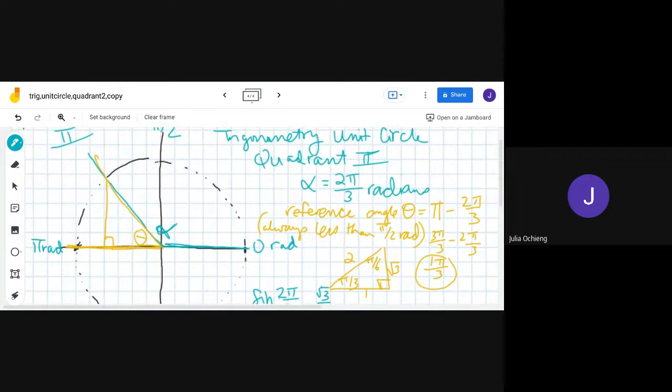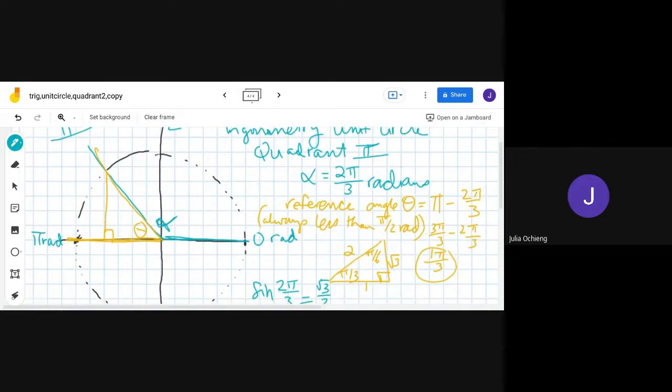Let's do another example. The next example we're going to use for alpha is going to be 5 pi over 6. So you can go ahead and see if you can figure out all the trig function values of 5 pi over 6.